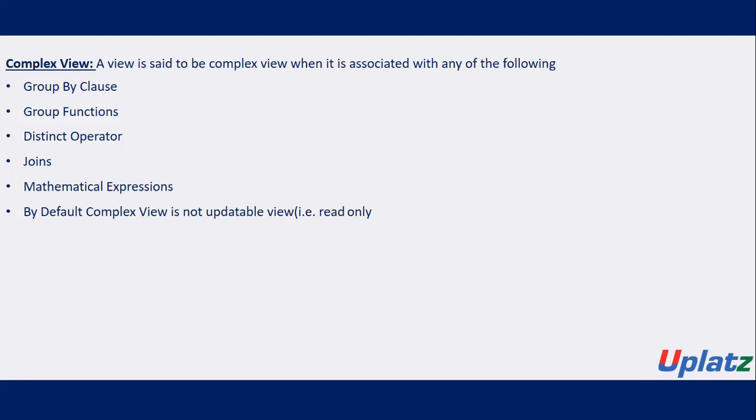We cannot update the complex view because it may contain group by clause or group by functions, distinct operator or joins, or it may contain mathematical expressions. Due to all this reason, we are not able to update the complex view. We can create the complex view. If any of the view that we have created is associated with the group by clause, group by functions, or distinct operators, joins, mathematical expressions, then we call it as a complex view.